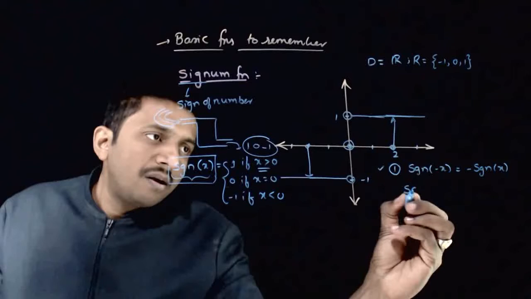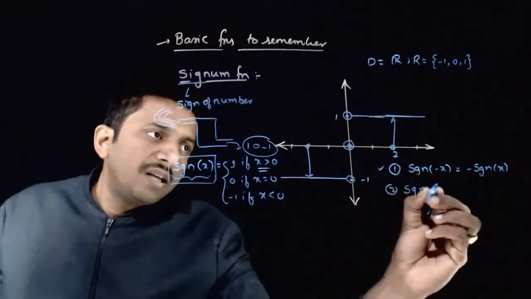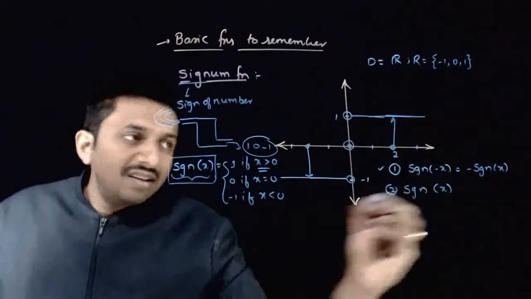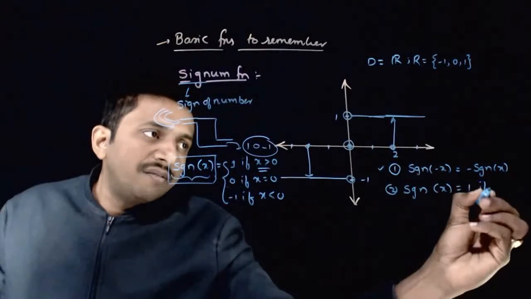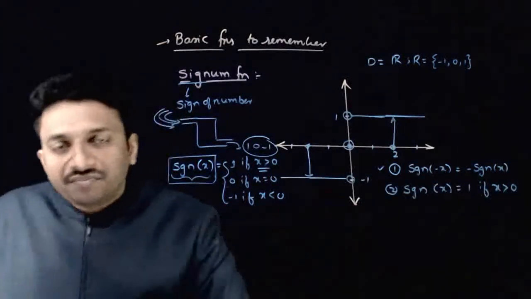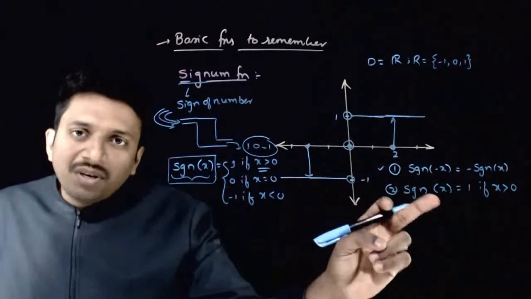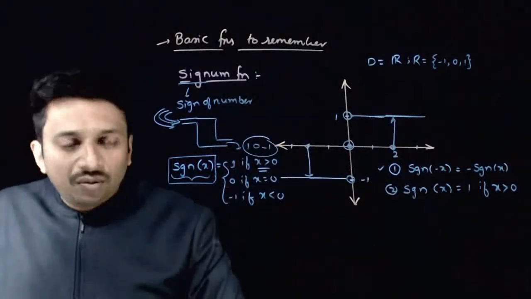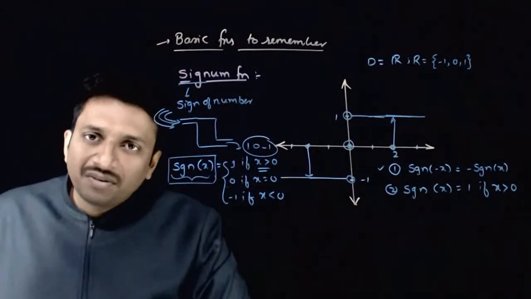Signum of x is always equal to 1 if x is greater than 0. For any positive number, the signum value will always be equal to 1, which is nothing but the definition.